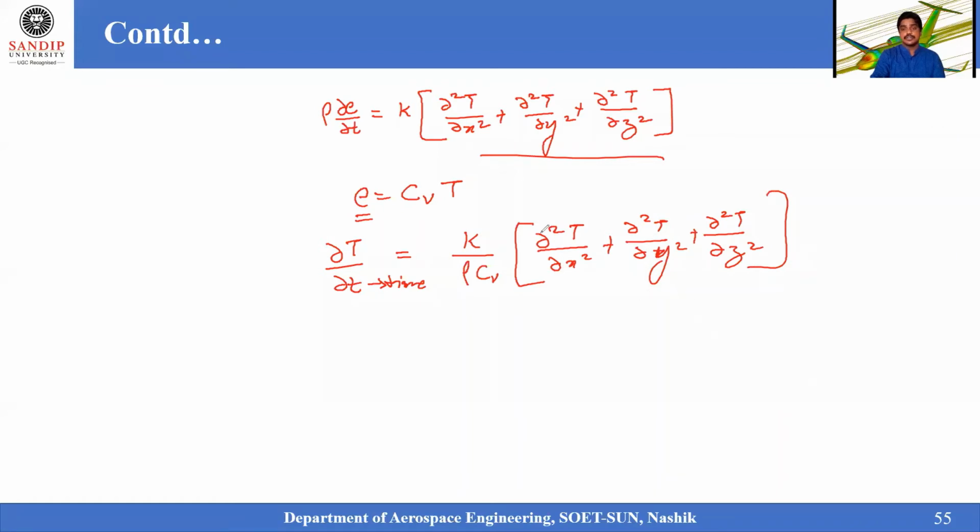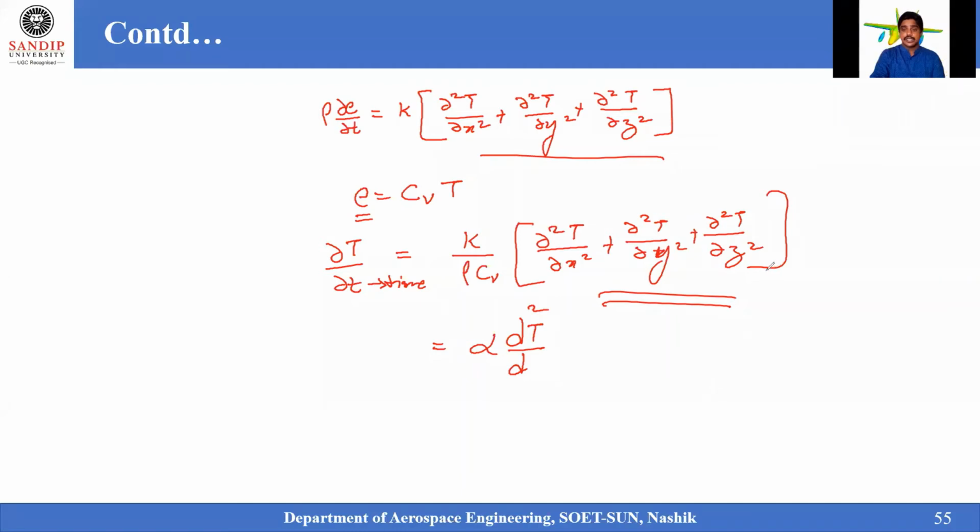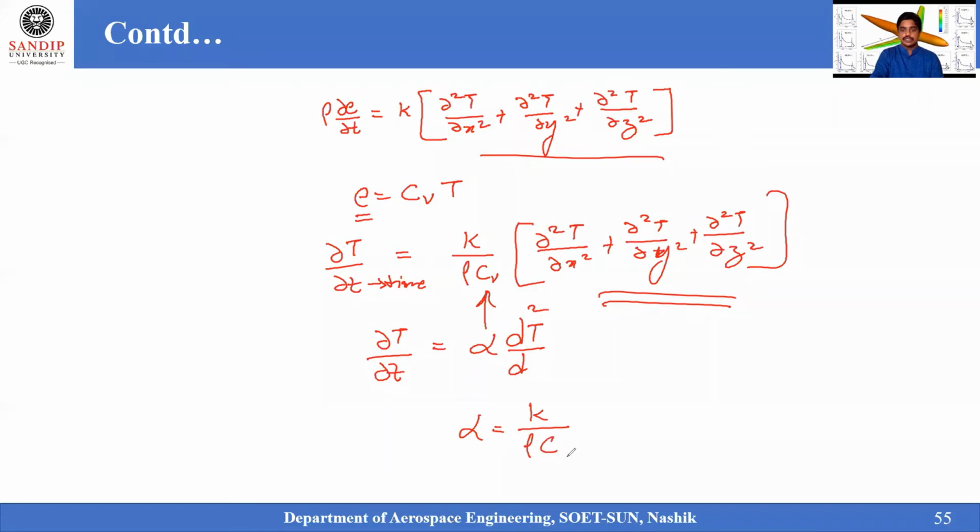And here if you notice, if I take any alpha coefficient of this particular term and this differential format, we can write it as ∂T by ∂t equals alpha times ∂²T by ∂x², where the variation is along the x, y and z directions. That exactly represents the variation of the temperature, where alpha is the diffusion coefficient, alpha is equal to K by rho into Cv.